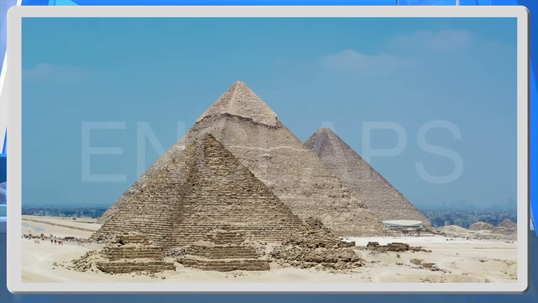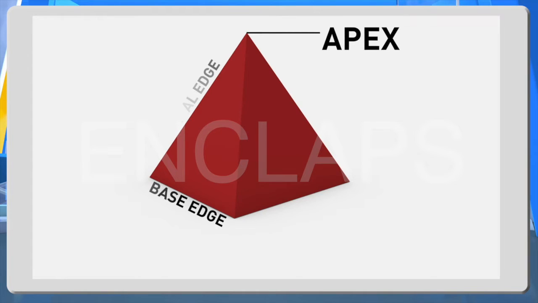Did you hear about the Egyptian pyramids? Yes, they have a similarity to this. The base is a polygon and the other sides connected to this polygon point to the top at a single point. Such a solid is generally called a pyramid. The sides of the polygon forming the base of a pyramid are called base edges and the other sides of the triangles are called lateral edges. The topmost point of a pyramid is called the apex.